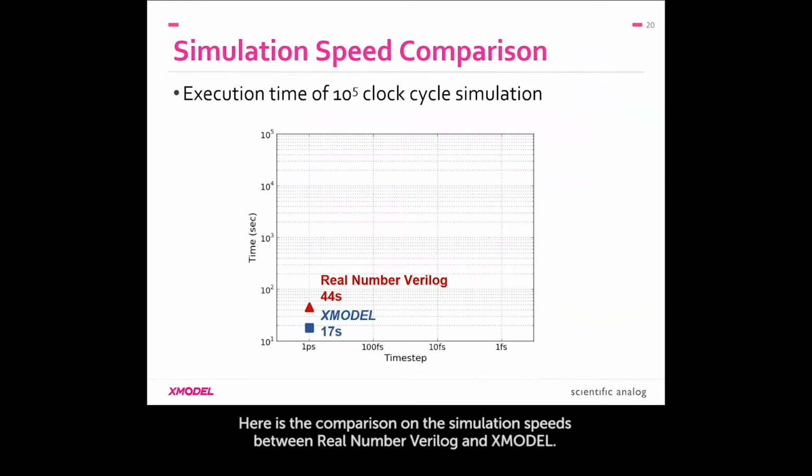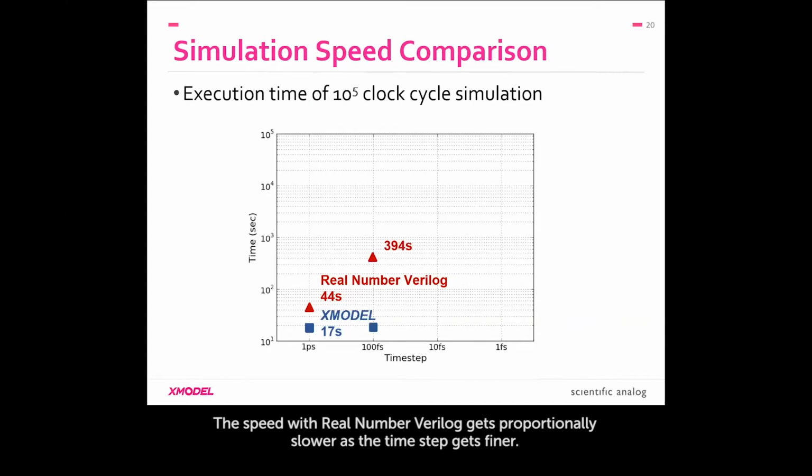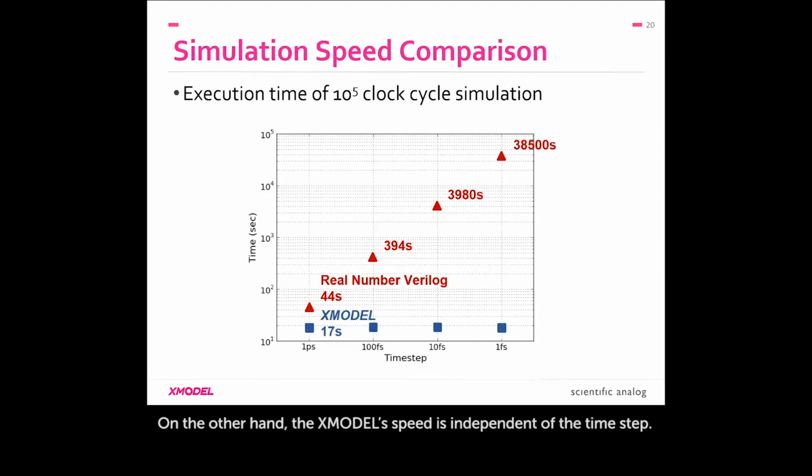Here is the comparison of the simulation speeds between real number Verilog and XModel. The speed with real number Verilog gets proportionally slower as the time step gets finer. On the other hand, the XModel speed is independent of the time step.